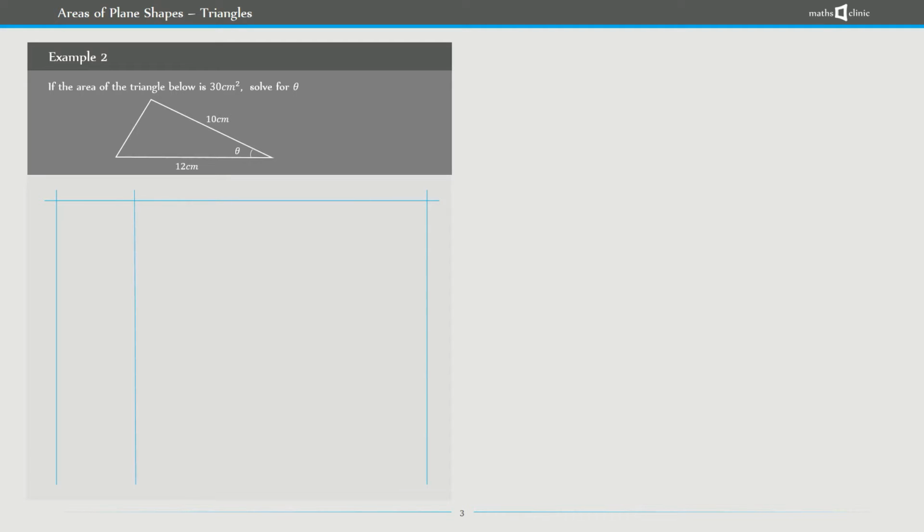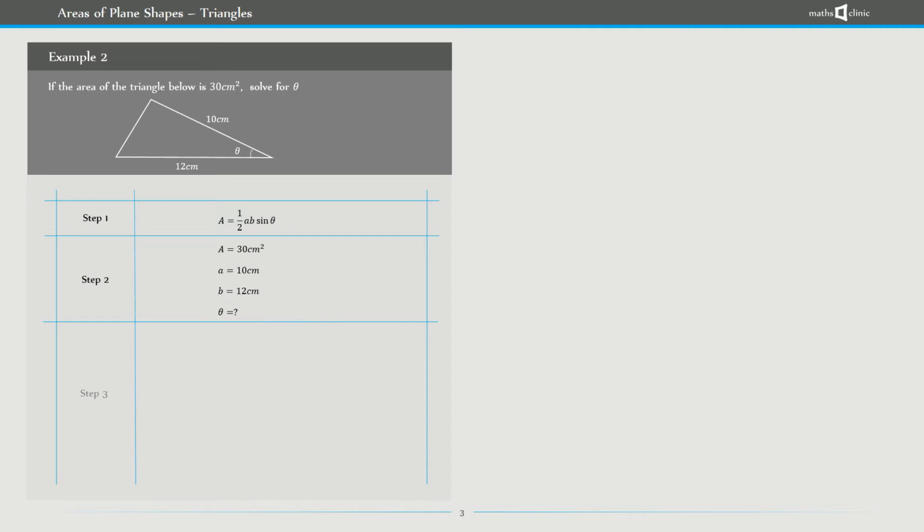Okay, and just like we did in the first example, the first thing we need to do is identify the relevant formula, and we have that A equals half ab sine theta, because we have two sides and an angle between them. All right, and the area of this triangle equals half ab sine theta. Now, next thing we want to do is identify our parameters. The area in this case is 30 centimeters squared. Side a is 10 centimeters. Side b is 12 centimeters, and theta is what we're looking for.